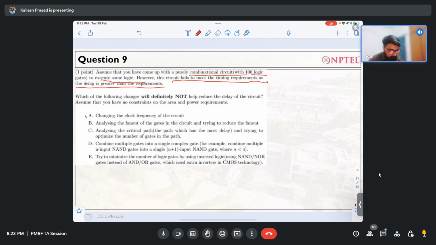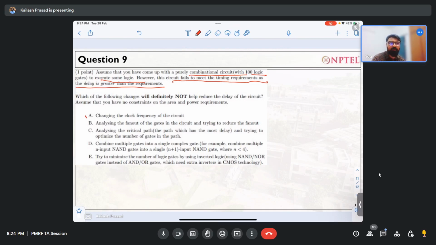The first option we have is changing the clock frequency of the circuit. Now the question is, if I change the clock frequency of the circuit, will it help? The answer is no, because clock is an external signal which is coming. You have a combinational circuit which has to work in a particular time period, and if you reduce the clock frequency, it won't help us meet the timing requirement. The clock should not change, because clock is the timing requirement.